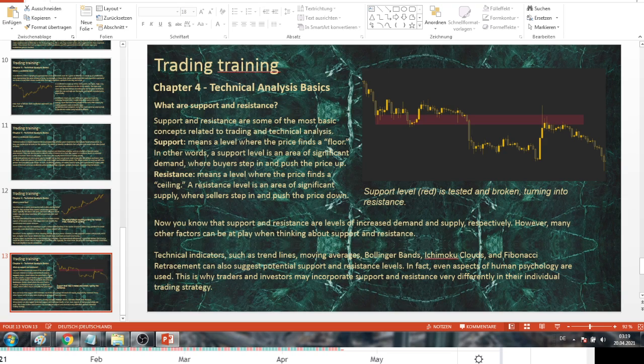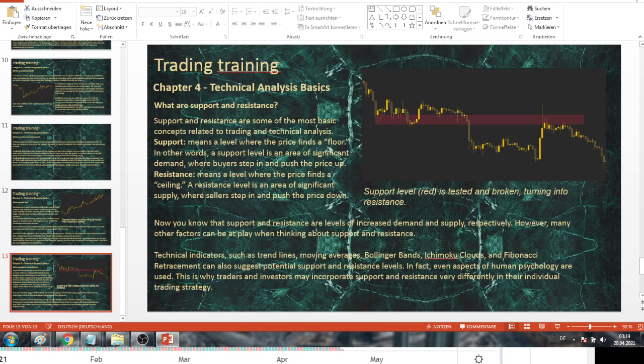Last, what are support and resistance levels? Very, very important. Support and resistance are some of the most basic concepts related to trading and technical analysis. Support means a level where the price finds a floor. In other words, a support level is an area of significant demand where the buyers step in and push the price up. You can see here the support is this. Every time the price comes to this area, one time, two times, three times, it is pushed to the top side.